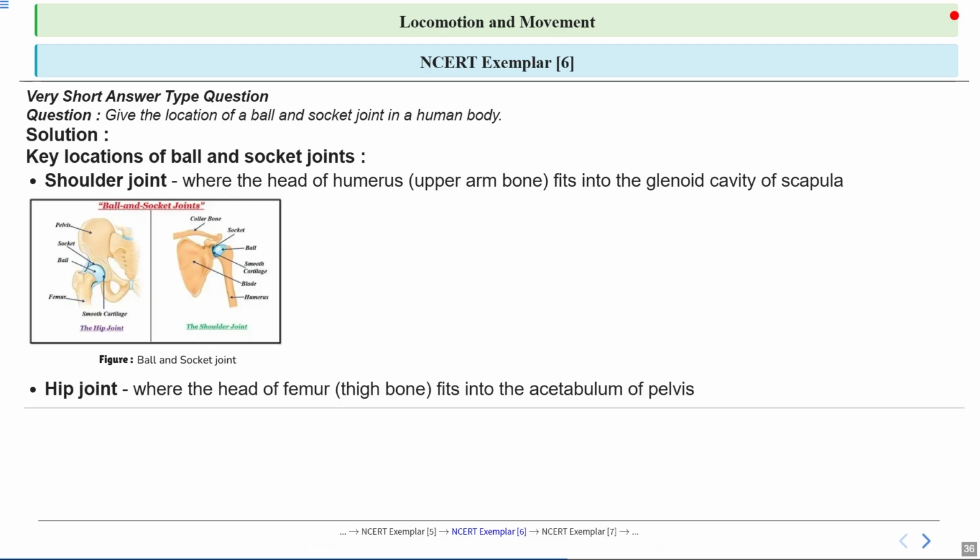So talking about the hip joint specifically, it is a ball and socket joint that we have already discussed, where the rounded head of the femur, that is the thigh bone, fits into the cup-shaped acetabulum of the pelvis, allowing for a wide range of movements like bending, straightening, and rotating the leg, which is very important for walking and maintaining balance. Okay, so it helps in maintaining balance of the overall body.